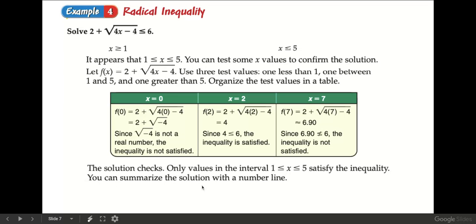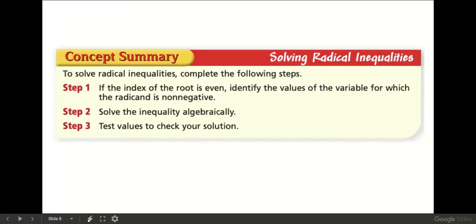So the solution checks that only values between 1 and 5, or equal to 1 and 5, will satisfy the inequality. You can summarize a solution on a number line, saying that all the values equal to 1 and greater than that, or equal to 5 and less than that, all those values in between will be the solutions for this inequality. So here is the summary of that concept.